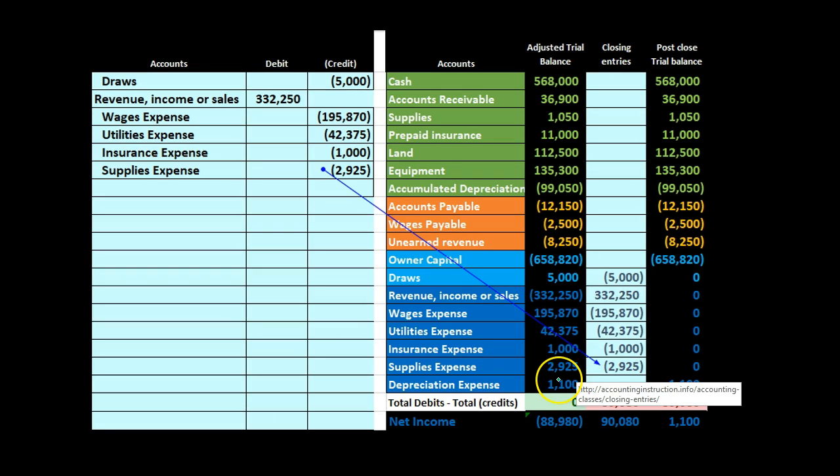So here's supplies. It's got $2,925 in it. We're going to make it go down by doing the opposite thing to it, which in our case is a credit. So we're going to credit the supplies account with a bracket in the credit column, post that over here, and that's going to make the balance go down to zero.